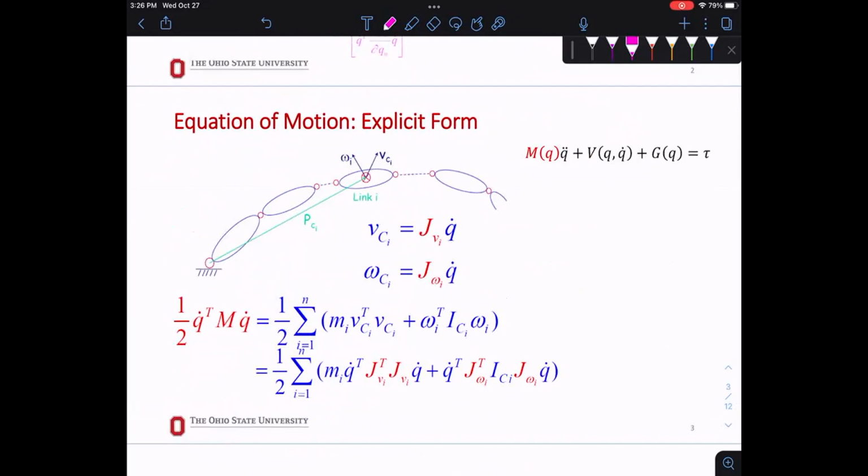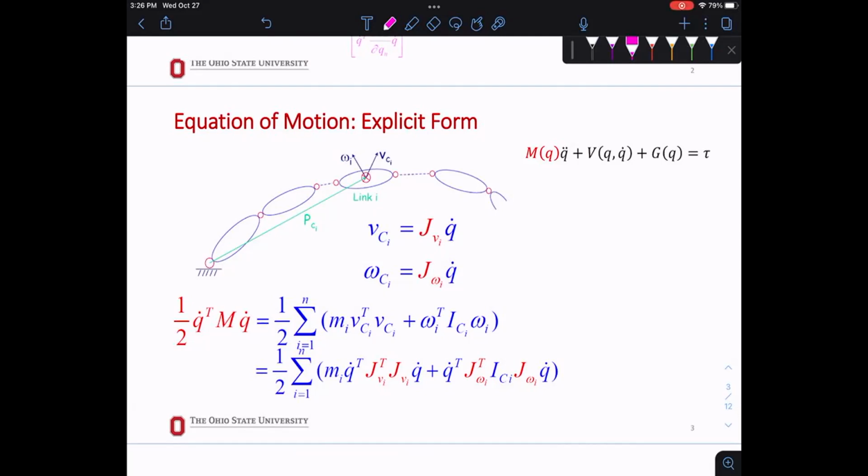We know we can write the linear velocity of a link as the linear Jacobian, the linear part of the Jacobian, times your q dot, correct? You're doing the homework. You already submitted? Submitted. Yes.